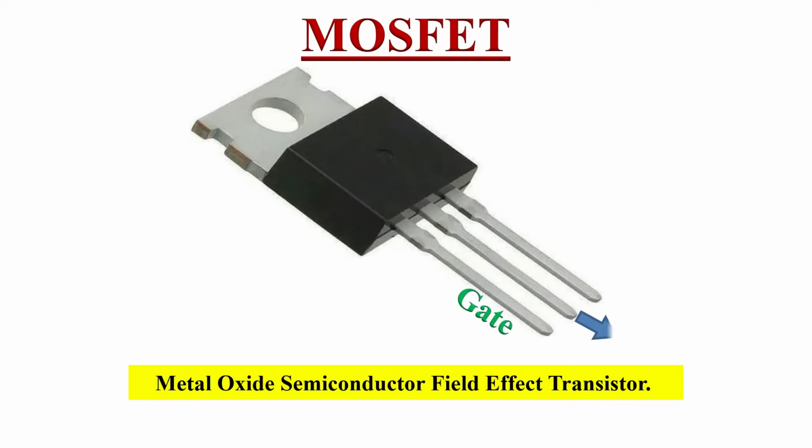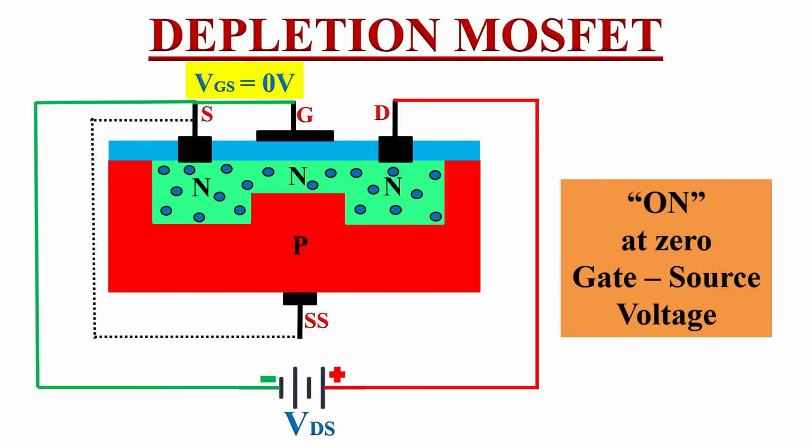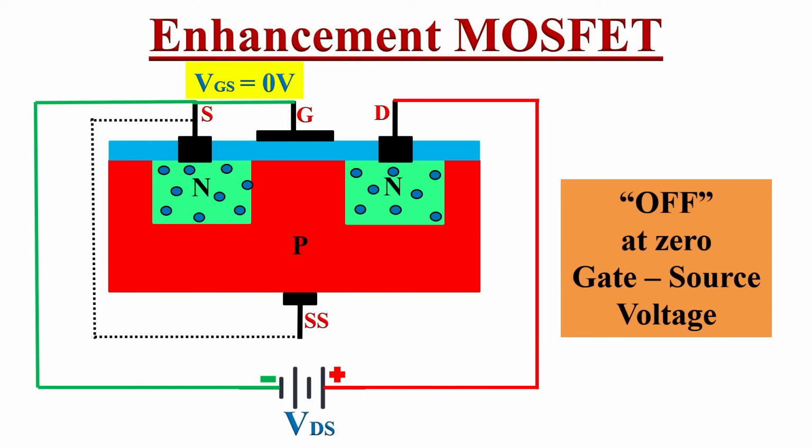MOSFETs have three terminals named as gate, drain and source. In a depletion mode MOSFET, there was a default N-channel between source and drain terminals, so it is normally on. Hence, even at 0 gate voltage, there would be a current flow between source and drain terminals. While in enhancement type MOSFET, there is no default channel present between source and drain terminals. Hence, it is normally in off condition at 0 gate voltage.